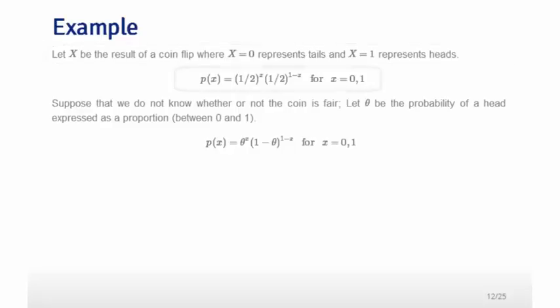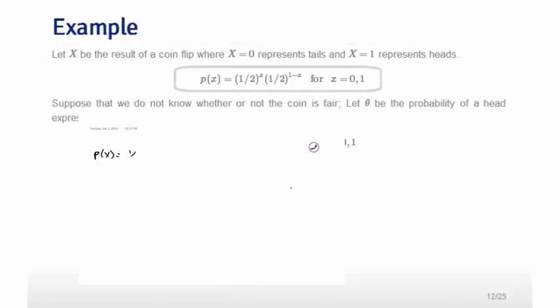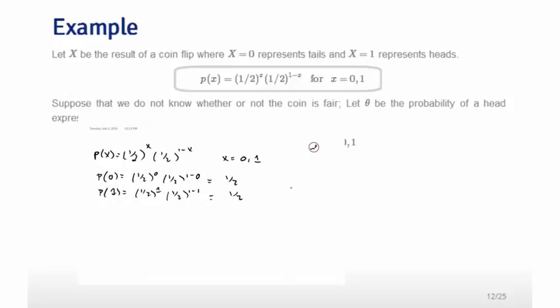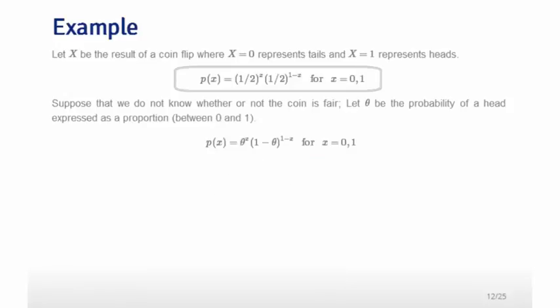So in the PMF down here, we have p(x) equals 1/2 to the x, 1/2 to the 1 minus x. If we plug in x equal to 0, we get 1/2, and if we plug in x equal to 1, we get 1/2. This merely says that the probability that the random variable takes the value 0 is 1/2, and the probability that the random variable takes the value 1 is also 1/2.